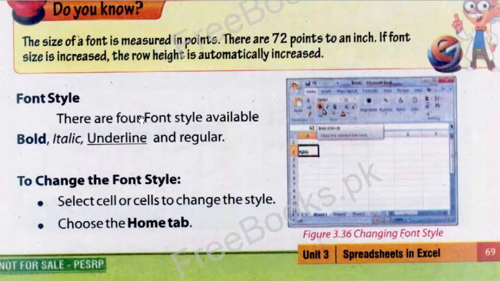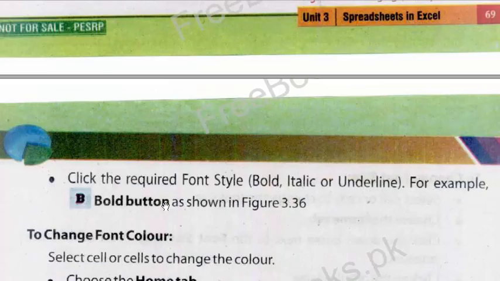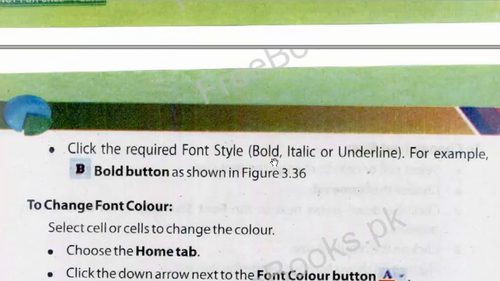Next is font style. There are 4 font styles available: bold, italic, underline and regular. To change the font style, select the cell or cells to change the style. Choose the Home tab. Click the required font style, bold, italic or underline. For example, the bold button as shown in the figure.